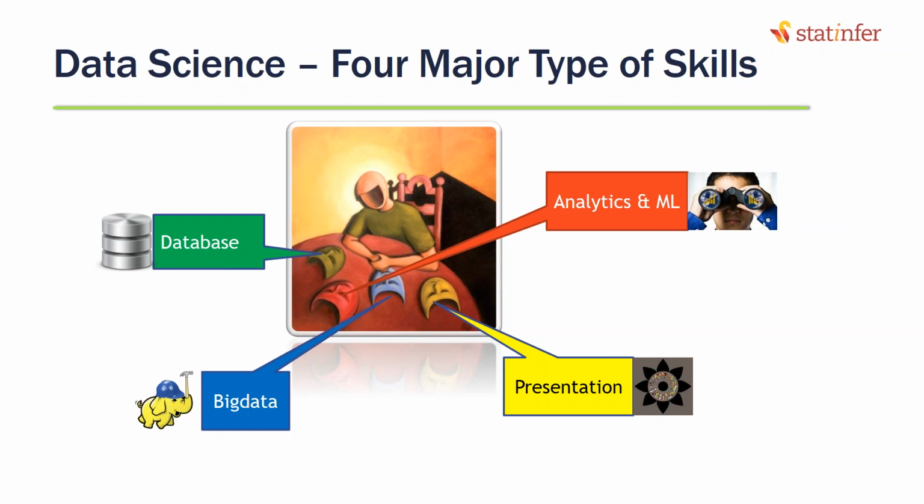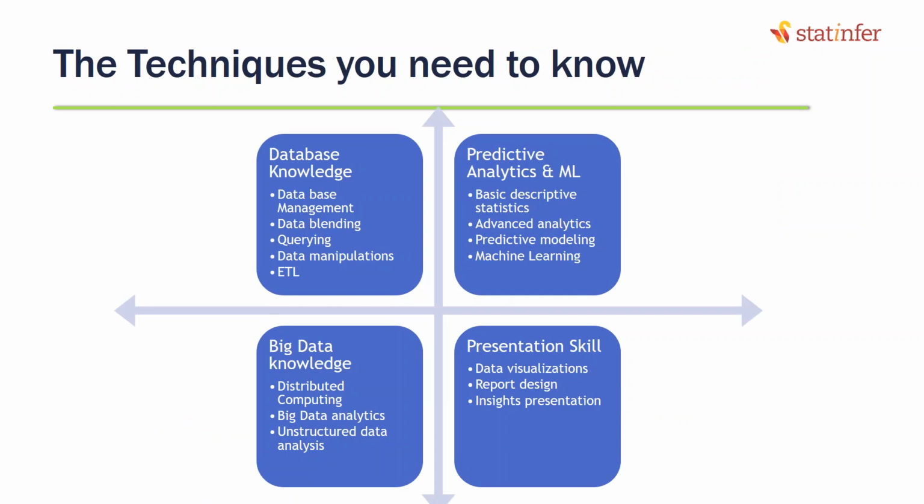So to be a data scientist, you need to have four major types of skills, and everybody in data science is an individual contributor. So everyone needs to know all these four major types of skills. When I say database knowledge, everyone here knows that it is database management, data blending, querying, data manipulation, ETL, SQL, all those things. I think most of us here, especially in this group, have that knowledge already, or at least the basics are covered. If you're still not sure about the basics in database knowledge, I strongly recommend that you learn it by yourself. In this training, we won't cover that. Make sure you give good preference to SQL or any other database basics, Excel, etc.